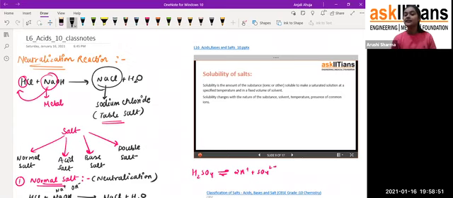Now let us see how factors change the solubility of salt. On the screen you can see that solubility changes with the nature of the substance. What do I mean by the nature of the substance? If you remember, I was telling you about sodium chloride and AgCl, that is silver chloride. Silver chloride gives a white precipitate, and I told you it is sparingly soluble, that means it is partially soluble. So it also depends upon the nature of the substance we are taking.